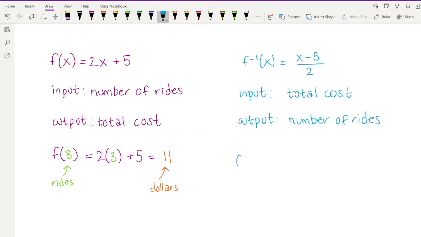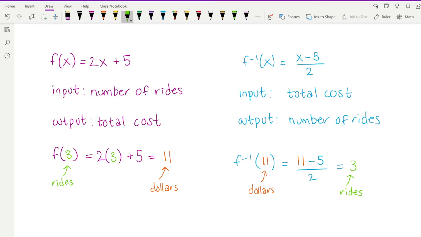And so just to do an example, and we'll do the example that corresponds with this one, let's say you plugged in 11 as your input. So if you plugged in 11 as your input, you would get 11 minus 5 divided by 2. And so that would give you 6 over 2, which is 3. And so notice that how this function works is that this time you're plugging in the number of dollars that you spent, or maybe that you have to spend, and out comes the number of rides.